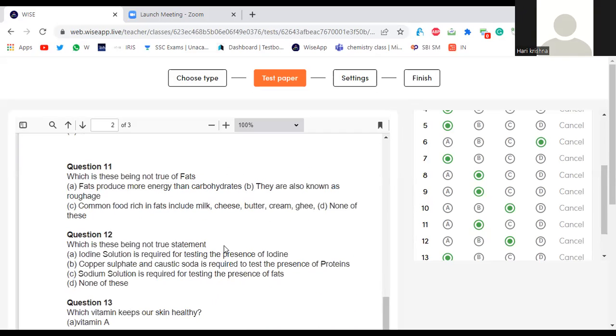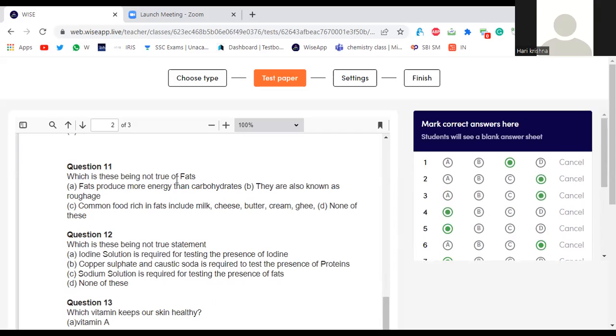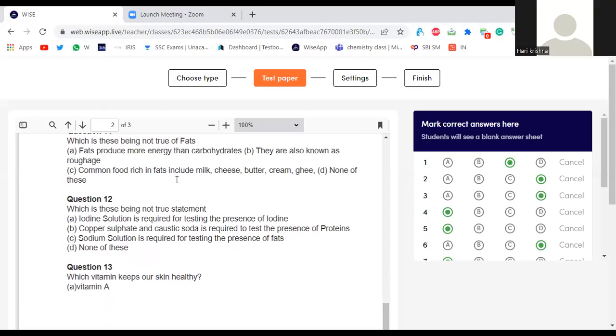Fine. So the 11th one, which is not true about fats? B, sir. Fats produce more energy than carbohydrates, correct? They are also known as roughage. No, roughage and fats are both different. C is also correct. Common foods rich in fats include milk, cheese, butter, cream, ghee. None of these. So option B is not true about fats. Both are different, roughage and fats.